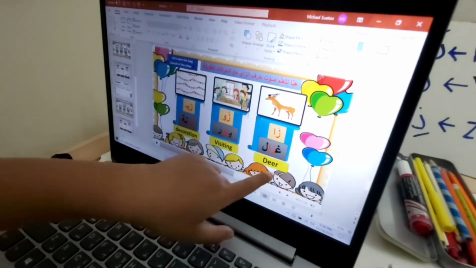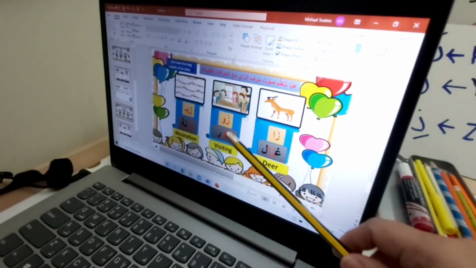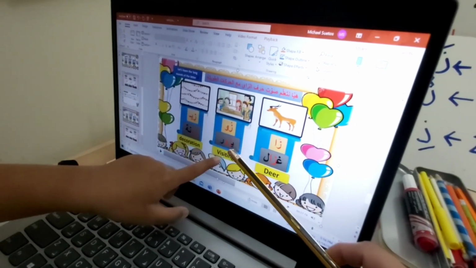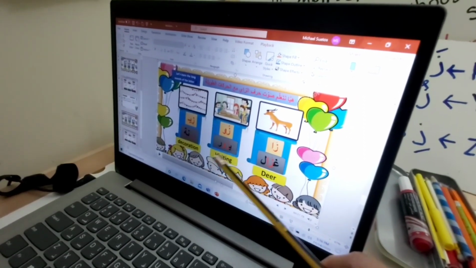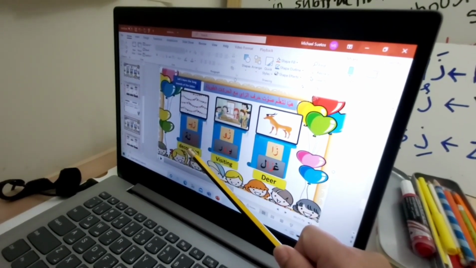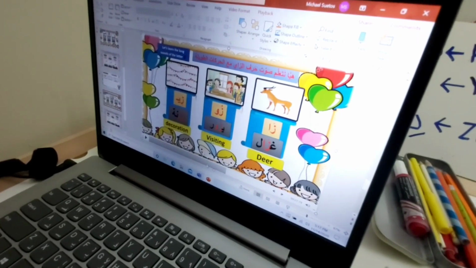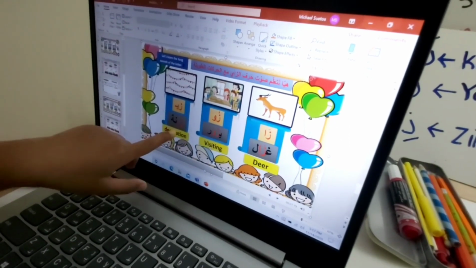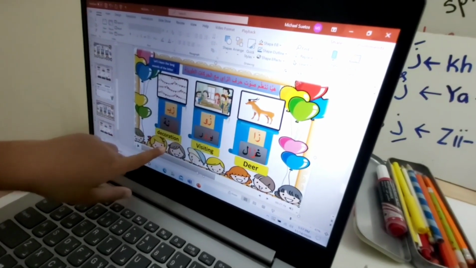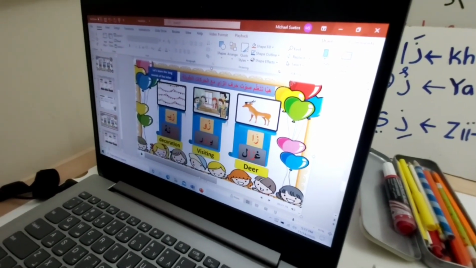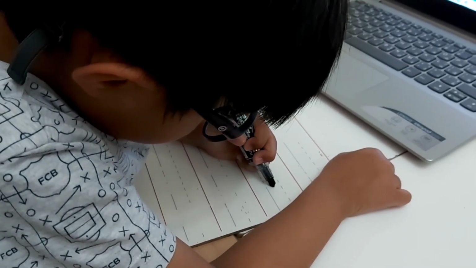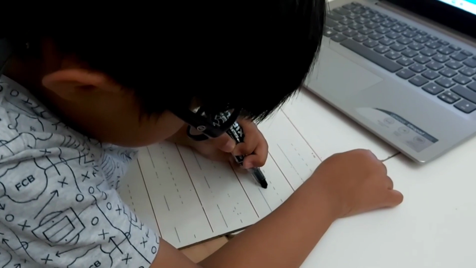Okay, how about the middle? How about this one? First. This one. Where is za? Za here. Wow. Very good. And how about this one? Za. Yeah. Okay, very good. Now, can you show to us how to write the long vowel for za? Yes. Okay.